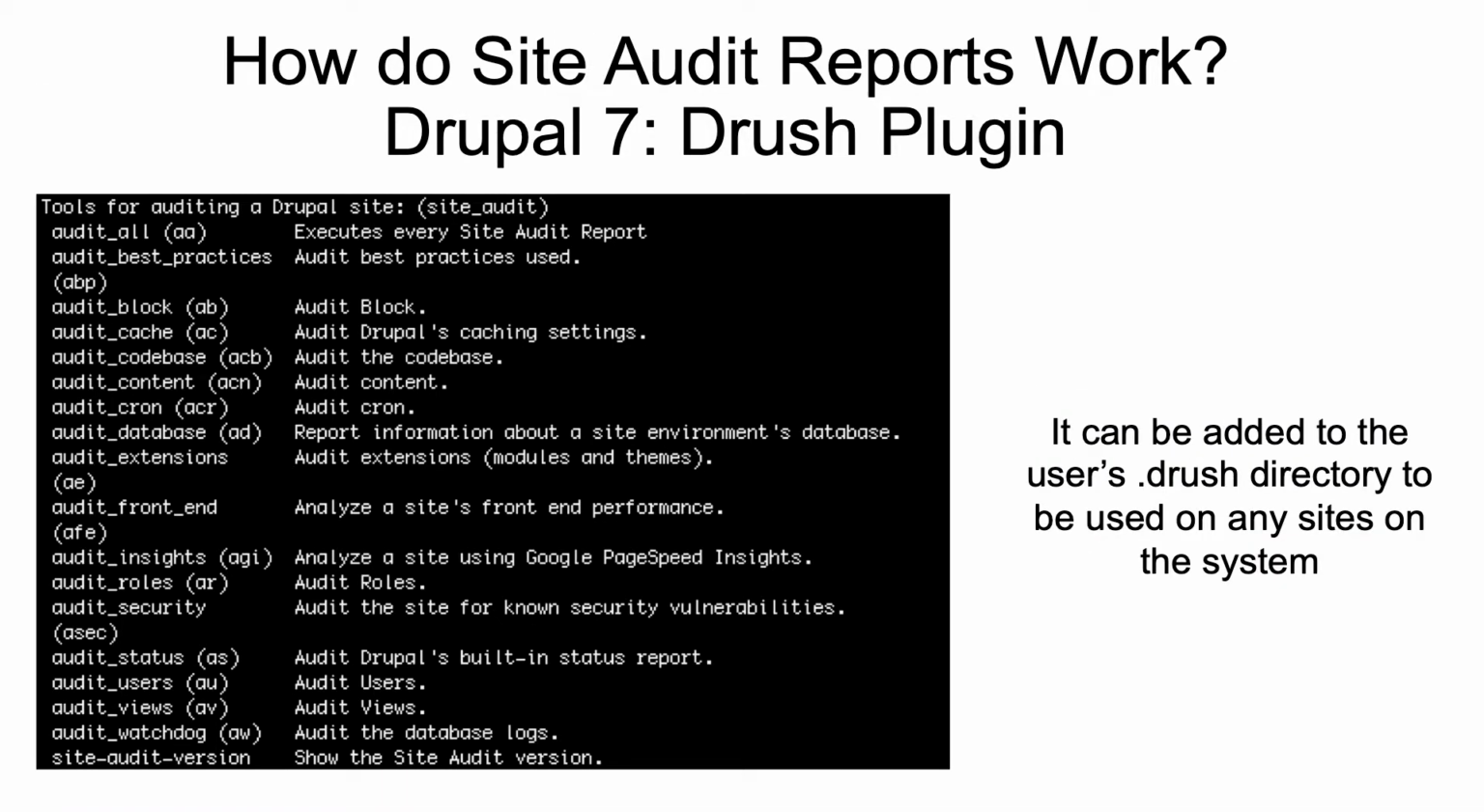So how do the Site Audit Reports work? In Drupal 7, Site Audit is a Drush plugin. It can be added to the user's Drush directory to be used on any of the sites in the system. It has a list of all the different reports that you can get, or sections of the report, I guess. Or you can just do AA, or Audit All, which will give you one report with all the different sections that are available.